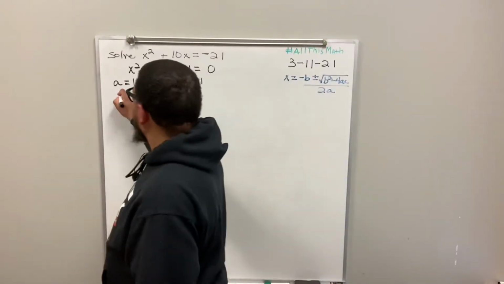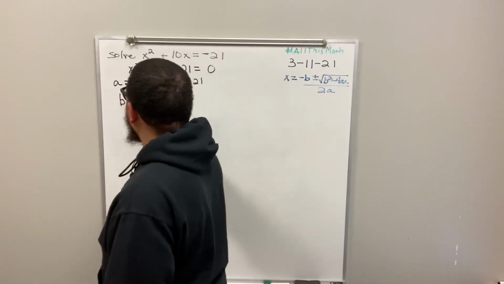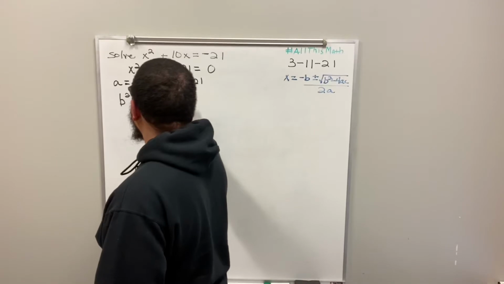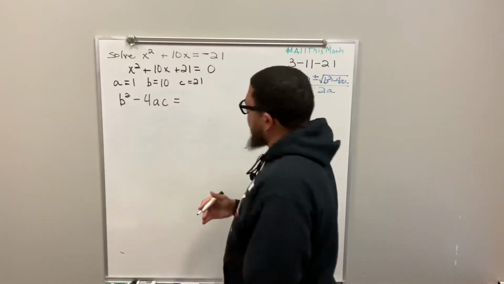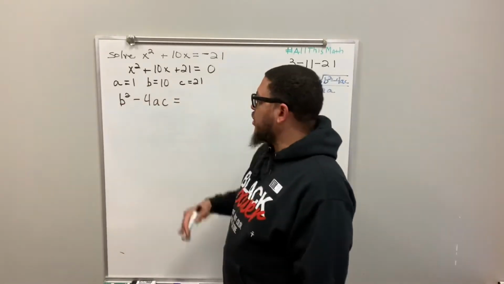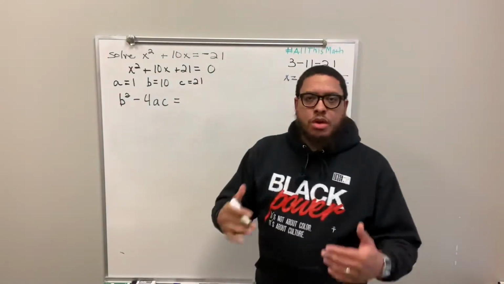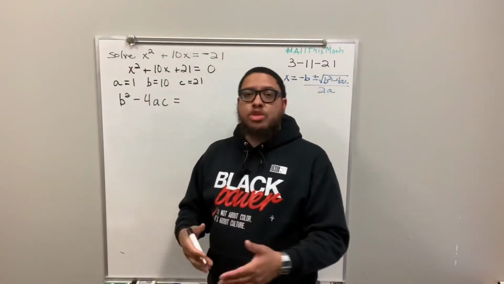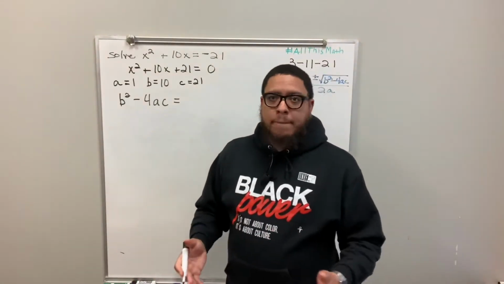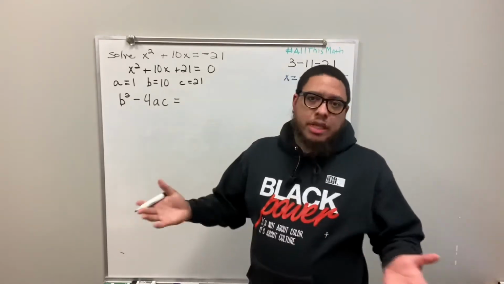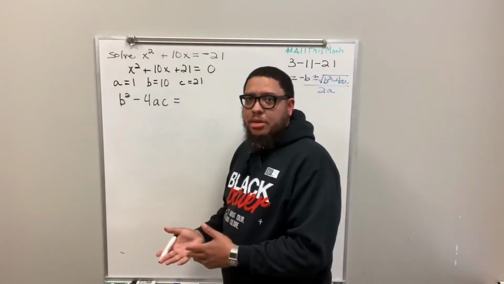So I'm going to do this. B squared minus 4ac is equal to what? I just take these numbers and I plug them in. Because in algebra, what we do is we want to replace letters with numbers. Letters represent values that we don't know. Once we know the value, we don't need the letters no more. And then the math becomes simple again.